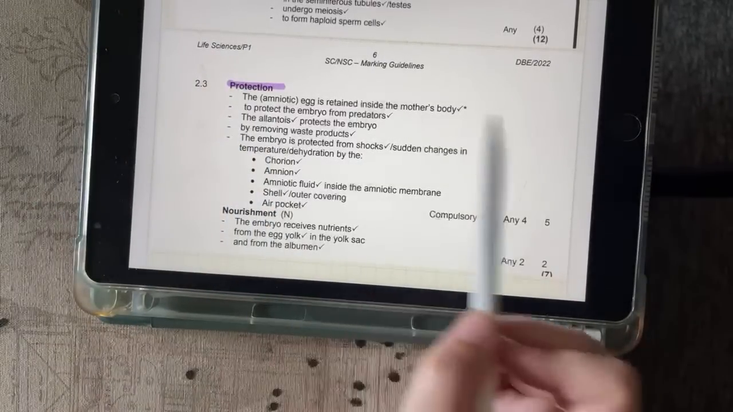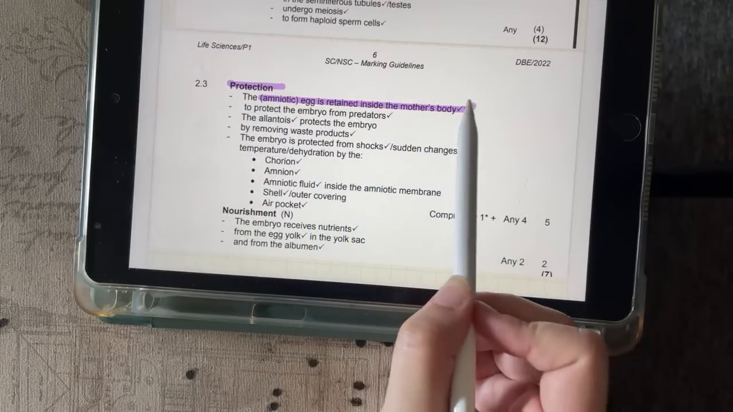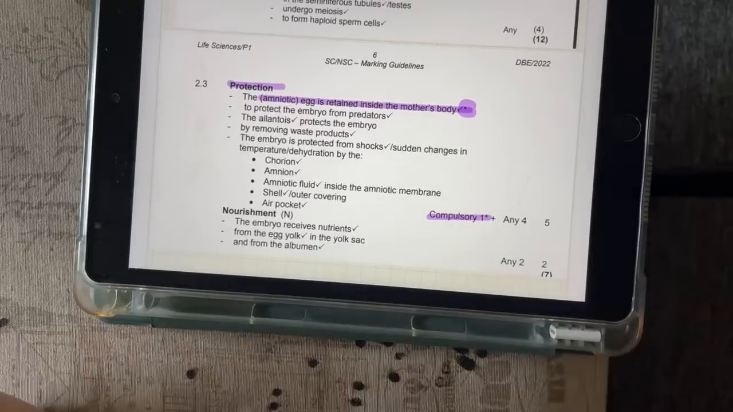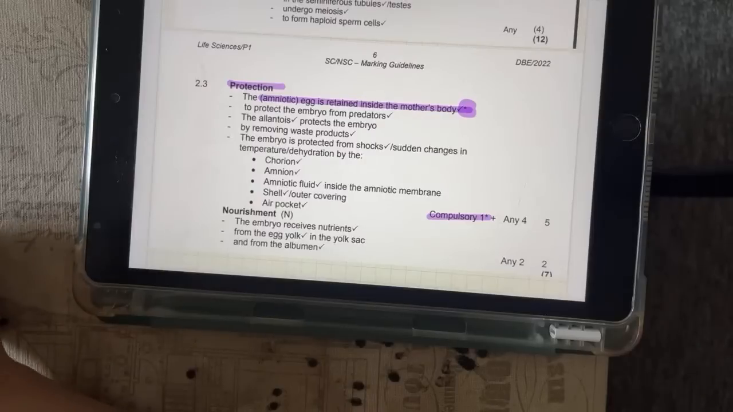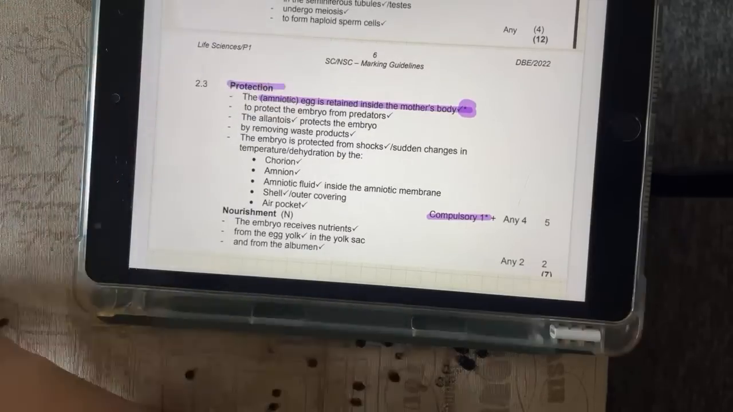So you could have gotten the amniotic egg is retained inside the mother. Do you see that's a compulsory question? Or sorry, a compulsory answer. A compulsory answer means you must acknowledge that this organism is retained inside of the mother. You can't get 7 out of 7 if you don't give that first one.